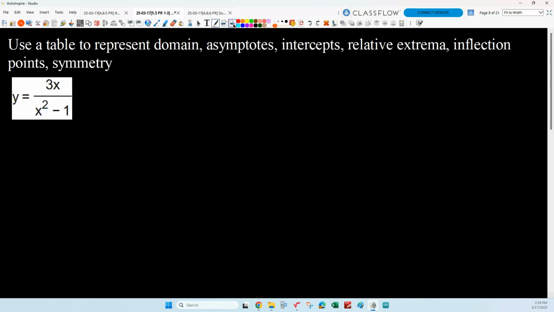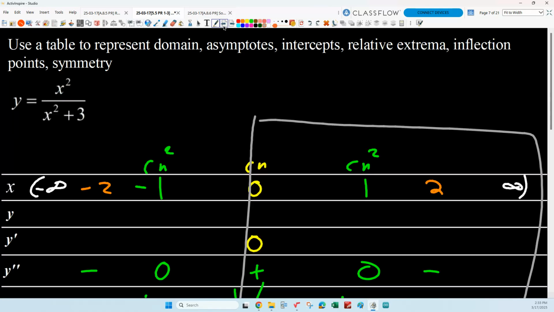Okay, what about this one? Oh, we forgot something important. We forgot the limits at infinity. We need the asymptotes. So what is the limit as x approaches infinity? 1. How about as x approaches negative infinity? 1. Rational functions share a single horizontal asymptote, right? If it's a polynomial divided by a polynomial. So then we also have the horizontal asymptote at y equals 1.